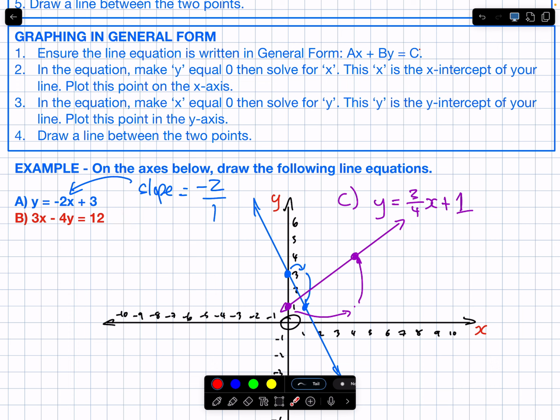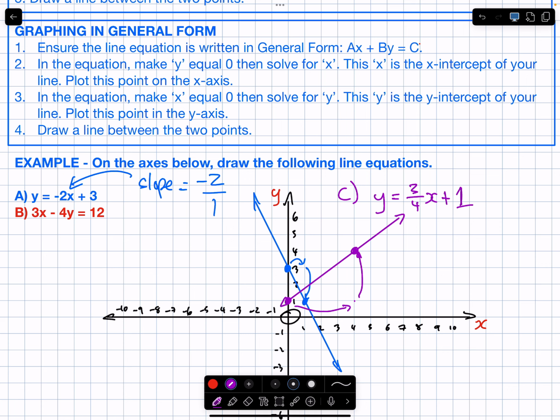How do we do these two steps? In the equation, make Y equal 0. Make Y equal 0, then solve for X. This X is the x-intercept of your line. So I'm going to do it in red. So here we do working out. Step 2, in the equation, make Y equal 0.